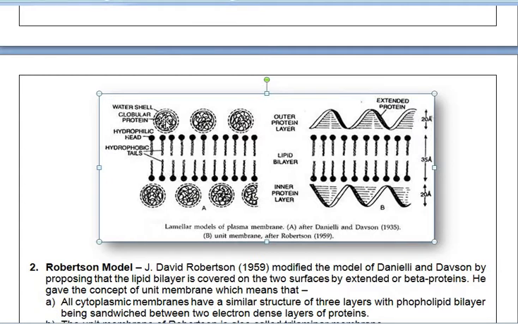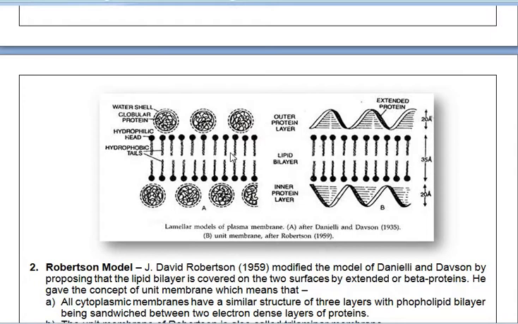So there are two protein layers of globular alpha proteins which sandwich the phospholipid bilayer. It was a very intact, rigid model, because it could not explain the flexibility of the plasma membrane. This model could not explain how water-loving substances will pass through the hydrophobic, non-polar part. So that model could not explain this.